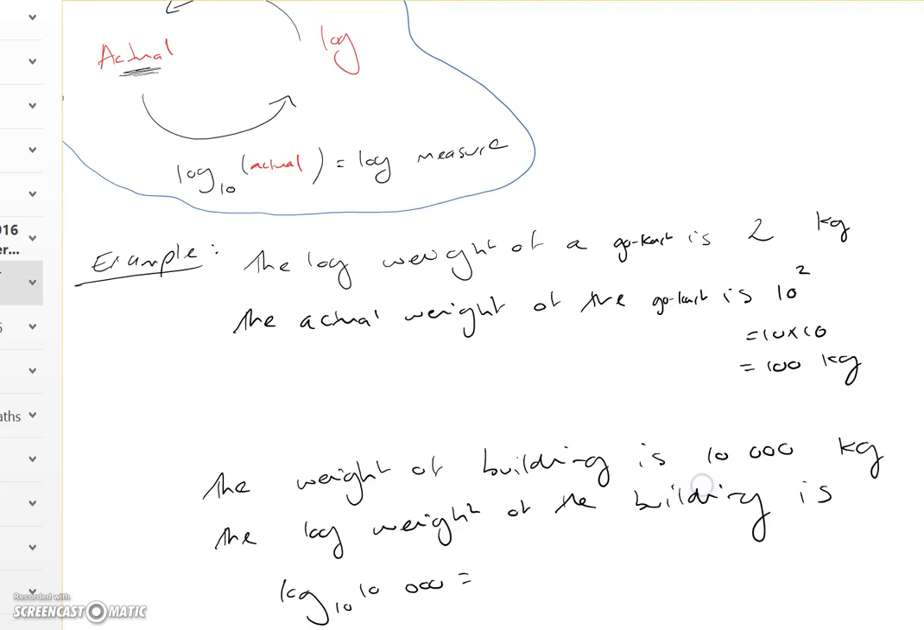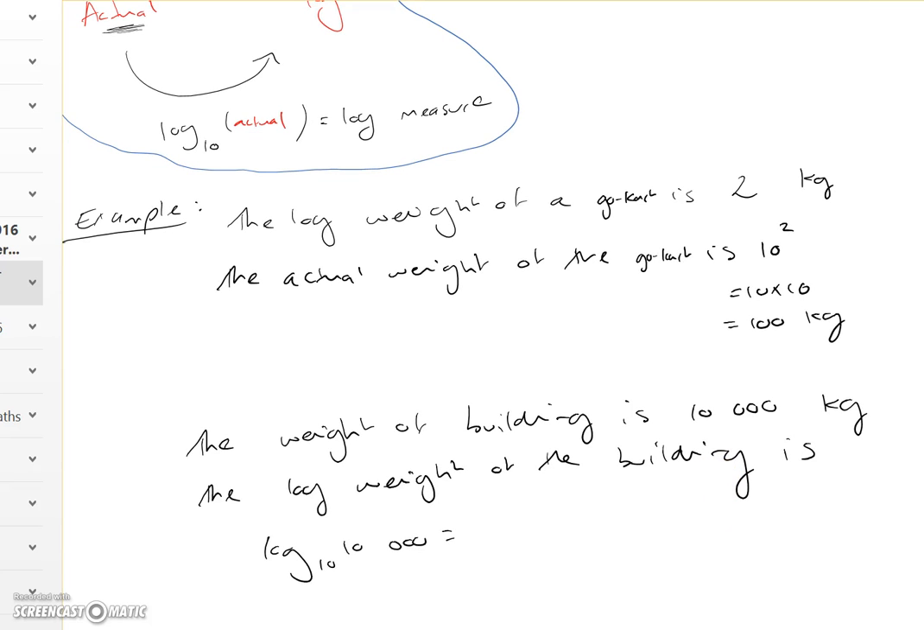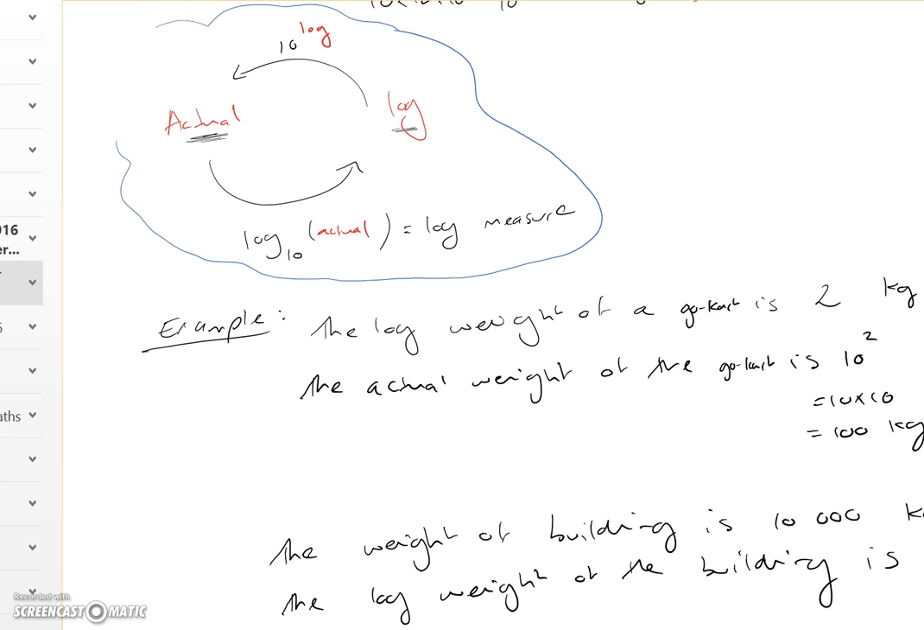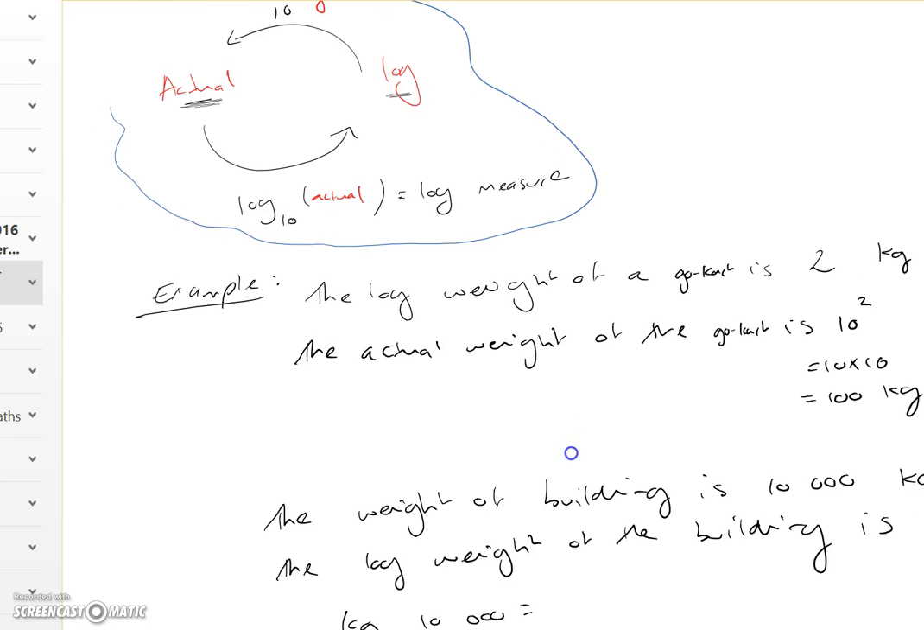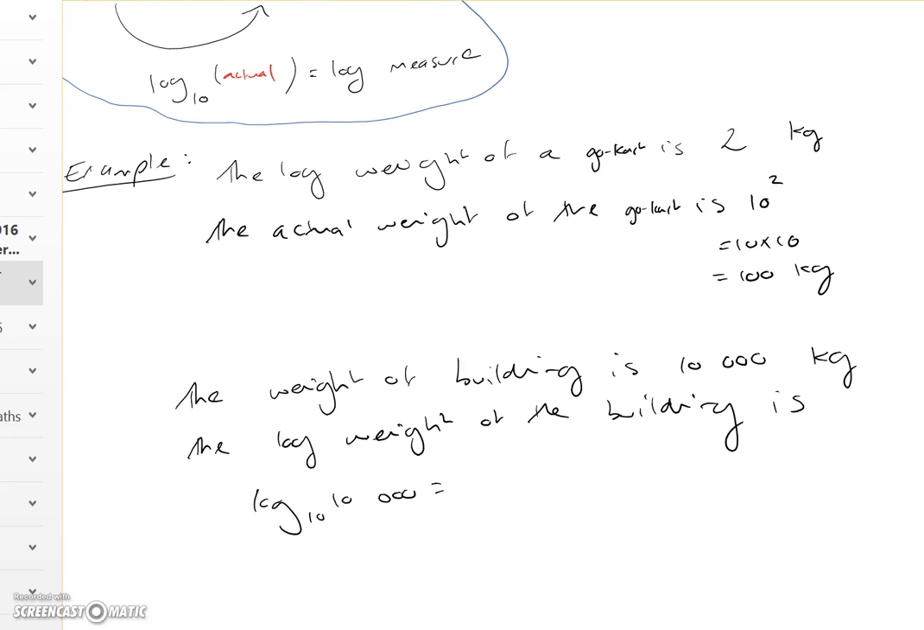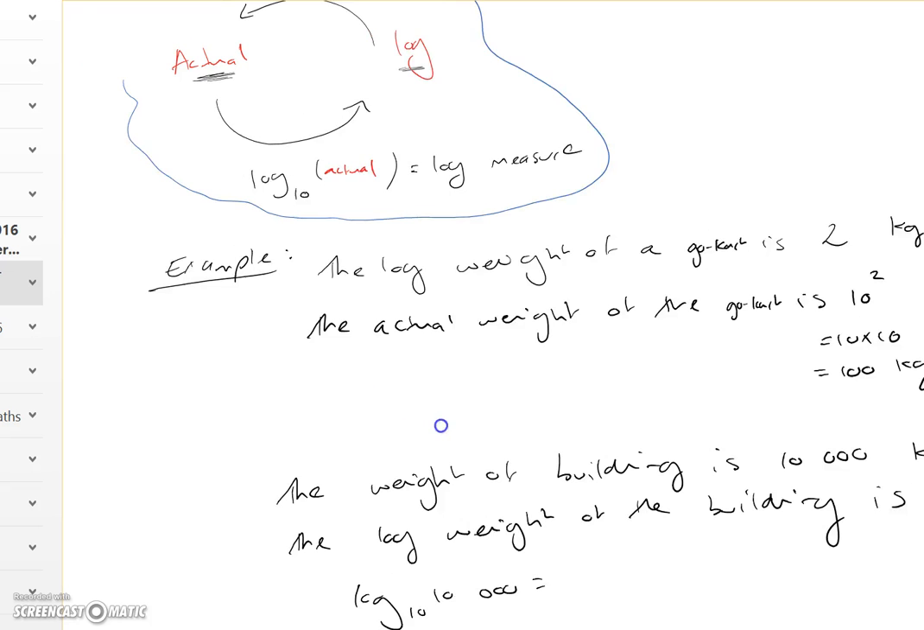So here's an example. The log weight of a go-kart is 2 kilograms. Now the actual weight of that go-kart, we started with the log. The actual weight is 10 to the power of 2, which is 10 times 10, which is 100 kilograms. And going back the other way, the weight of the building is 10,000 kilograms. What's the log weight of the building?